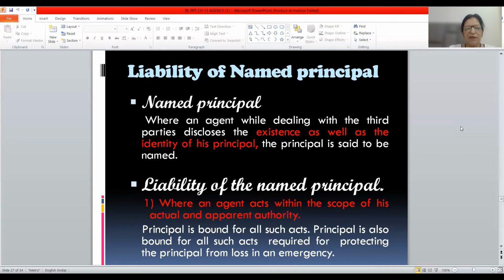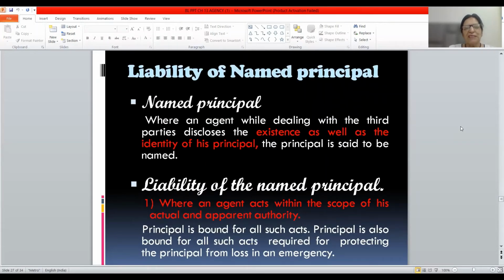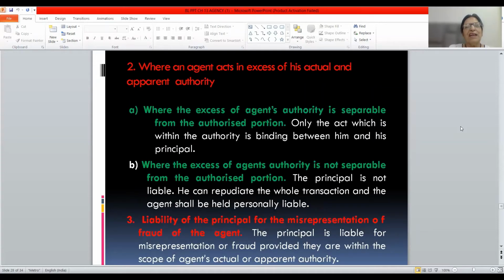The very first point is, friends, where an agent acts within the scope of his actual or apparent authority. Whatever he is doing, he has been authorized for that. Then the named principal is held liable for the acts of the agent. Second is where an agent acts in excess of his actual and apparent authority. He has crossed the limits. Some limit was set by his principal, but he has gone beyond that.